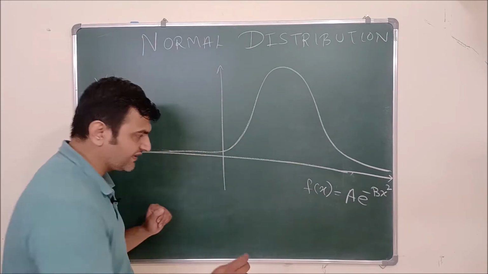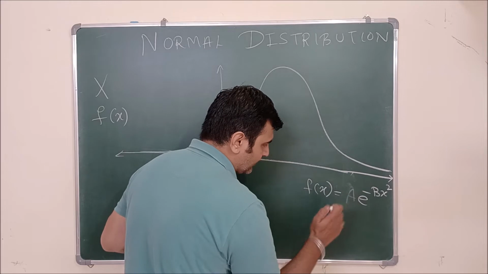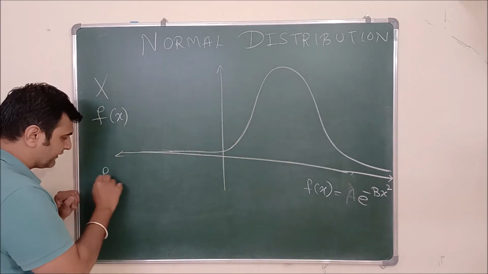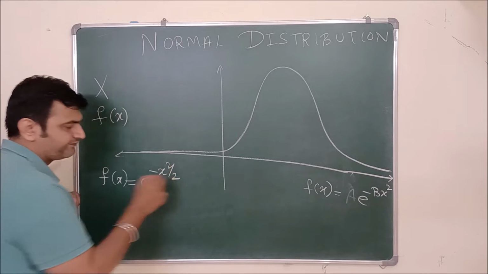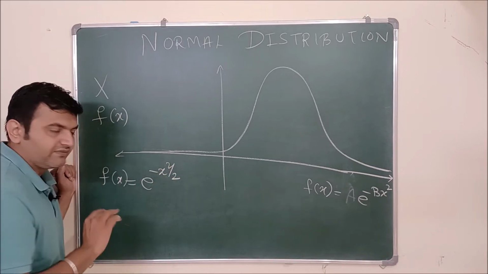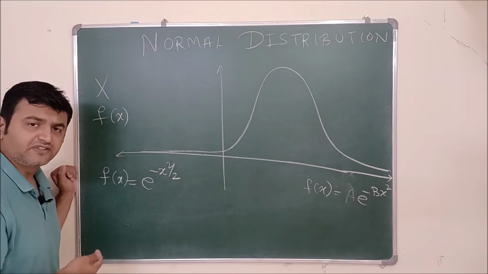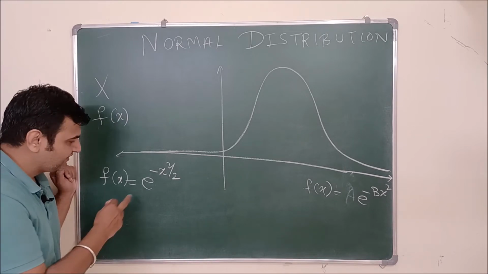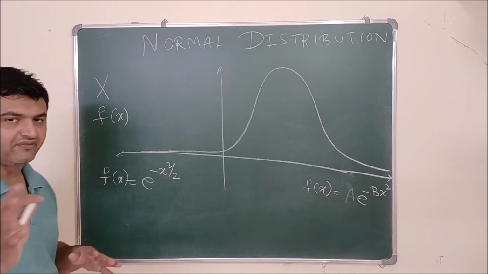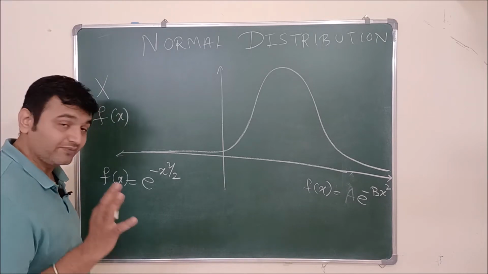Let us try to see this. For example, for simplicity, let me take f of x to be e raised to minus x square by 2. Now here a is 1, b is 1 by 2. How does the graph of this function look? One of the best ways: go to Google, just type e raised to minus x square by 2 graph, and you will get the graph. Okay, that's one thing.